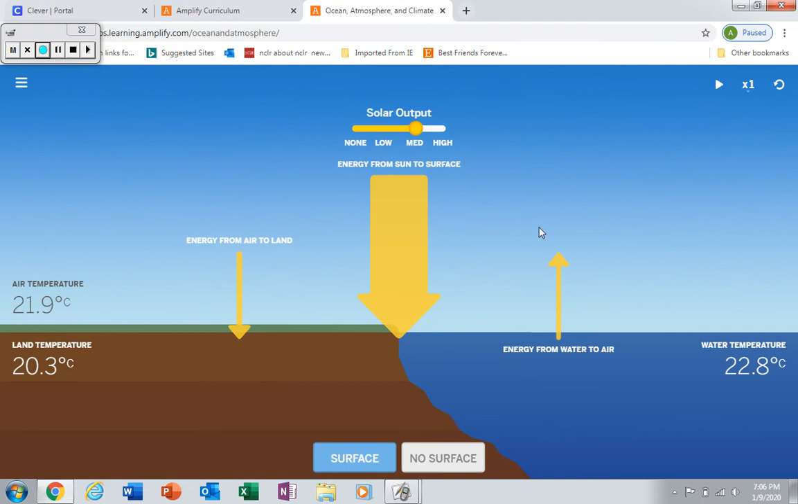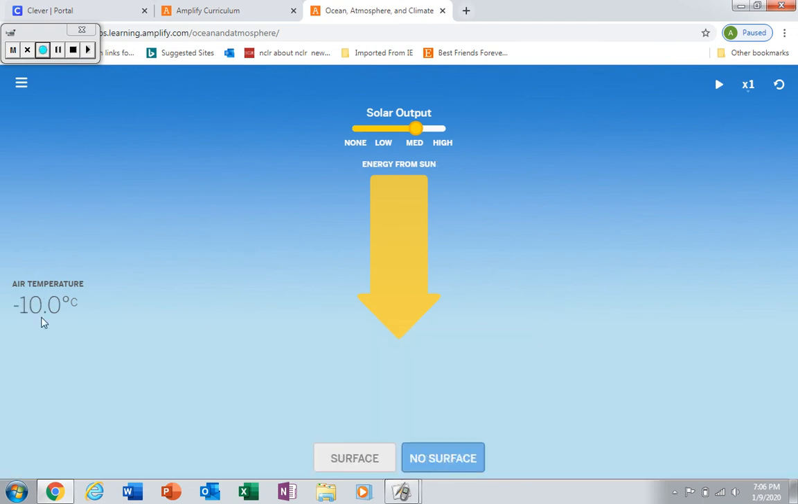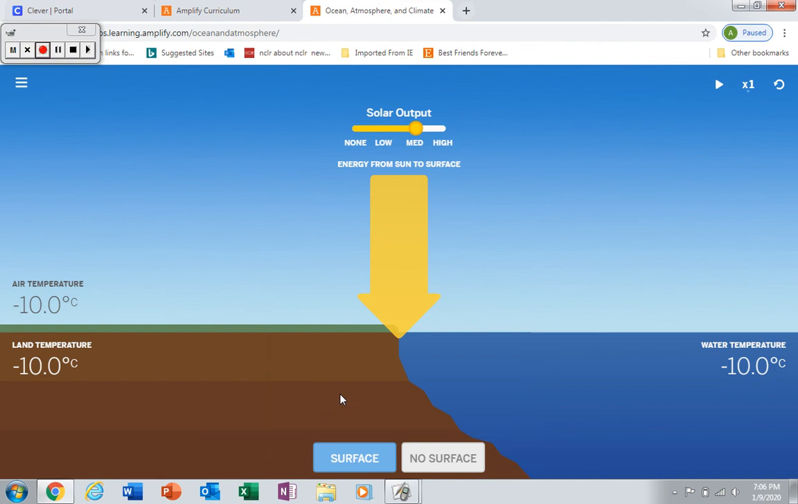Now I'm going to pause this, and then I'm going to go to no surface, and we're going to start this over. So I'm going to take the surface out, and you'll notice the air temperature is -10 degrees. There's no surface, whether it's land or water. And we're going to play this for a little bit, and it's playing, but absolutely nothing's happening to the temperature. Okay. And so this is just a reminder of this idea that if our air is going to heat up, we actually need a surface that is going to absorb the energy from the sun and then re-radiate it back out, so put it back out into the air. And so I'm going to show you that next.